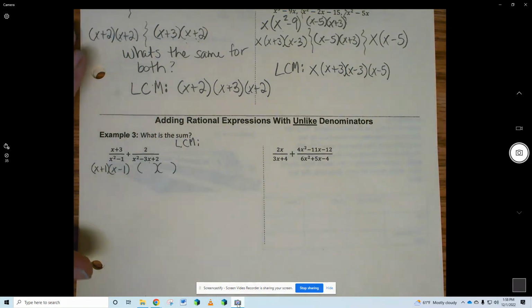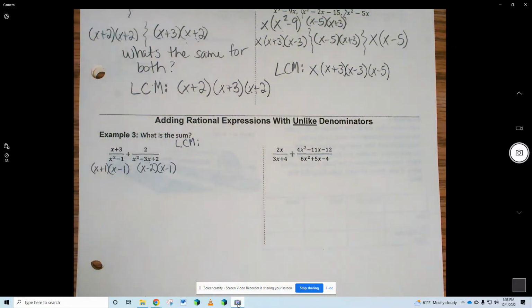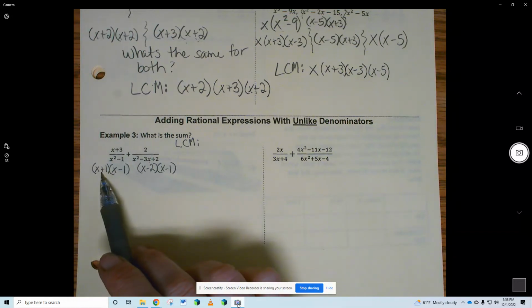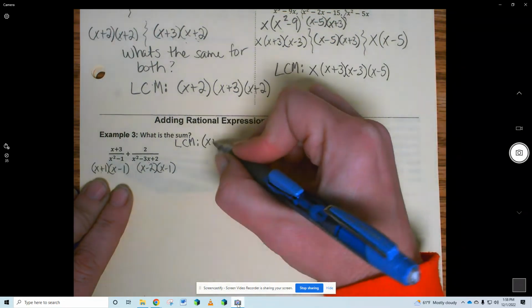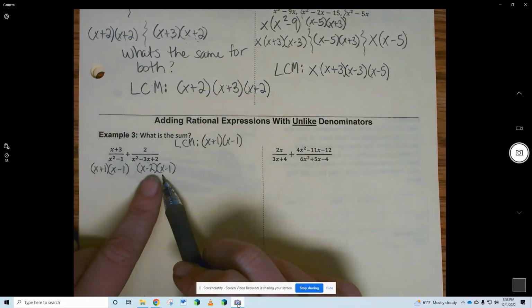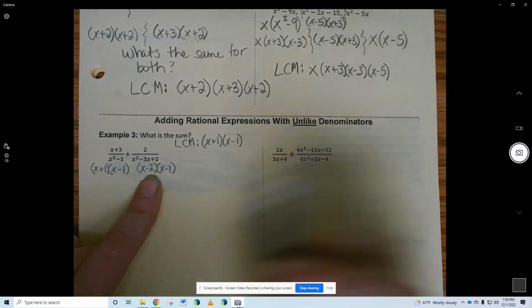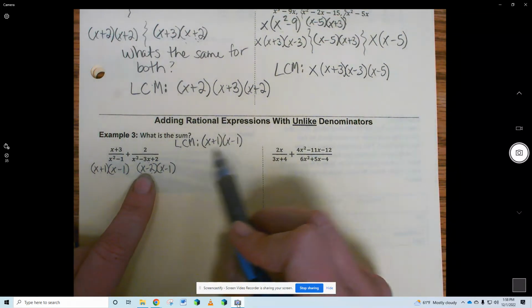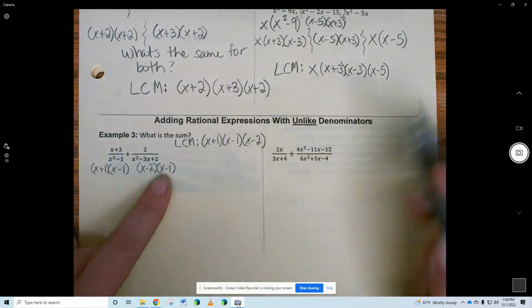What's the factored form of the second denominator? All right. So I'm going to make sure that everything is accounted for, and the things that are in common are also important. This left denominator has both of these things, so I have to include both of these things. x plus 1, x minus 1. This second has what? Okay, have I included an x minus 2 yet in my common? No, so let's do that. Have I included an x minus 1? Yeah. So now everything is represented.